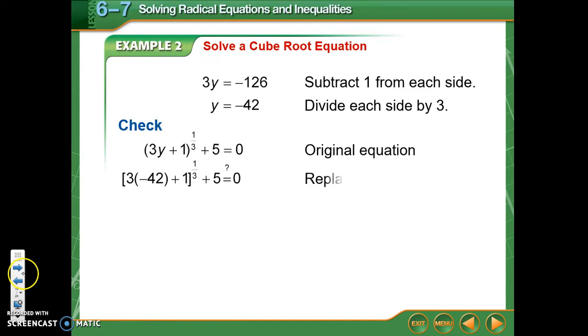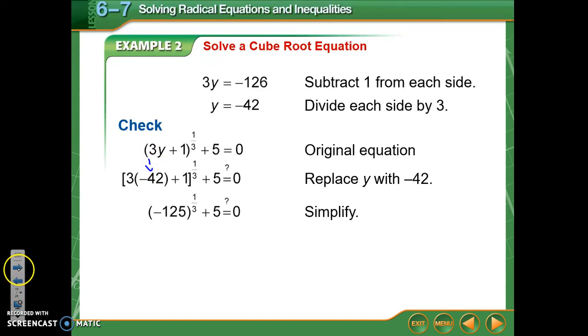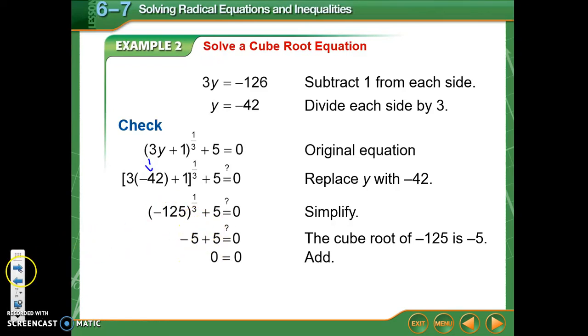So there's my original equation. I plug in -42 for y. -125 to the 1/3 plus 5. That's the cube root of -125, which is, of course, -5. -5 plus 5 is 0. So that works out, meaning that my solution is -42.